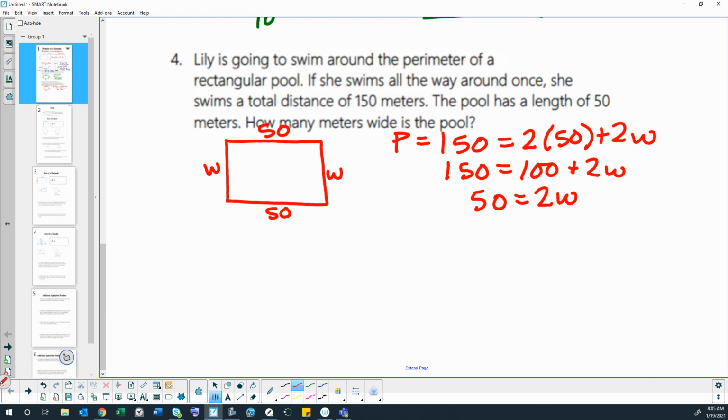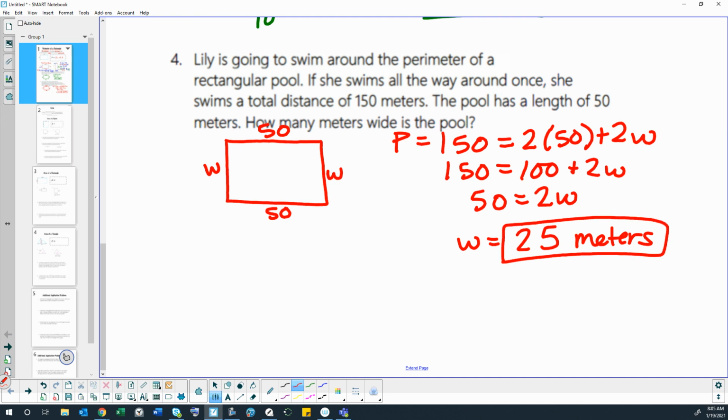Now, just like we did in problem 2, we divide by 2. What's the width of the pool going to be? 50 divided by 2. You need a calculator. Feel free to use one. I'm not going to limit you on that. So 25 meters wide. All right, we're now going to do the perimeter assignment on Khan Academy.